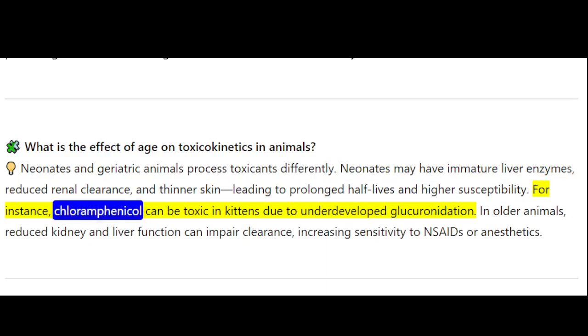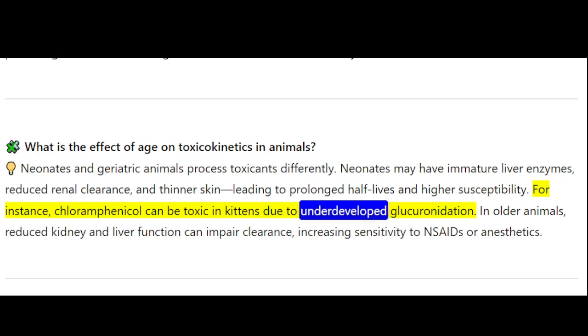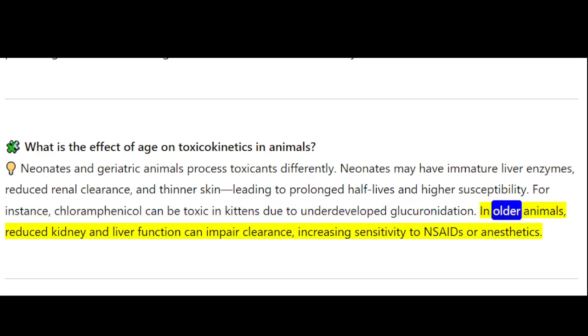For instance, chloramphenicol can be toxic in kittens due to underdeveloped glucuronidation. In older animals, reduced kidney and liver function can impair clearance, increasing sensitivity to NSAIDs or anesthetics.